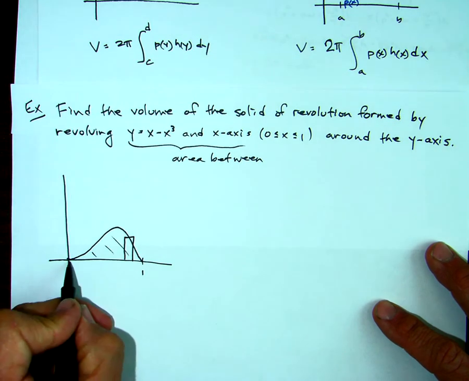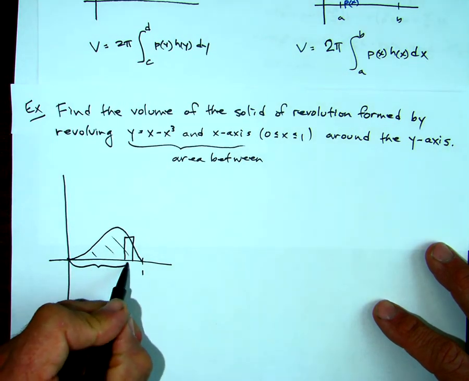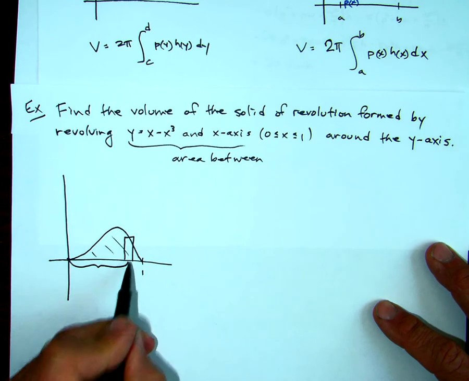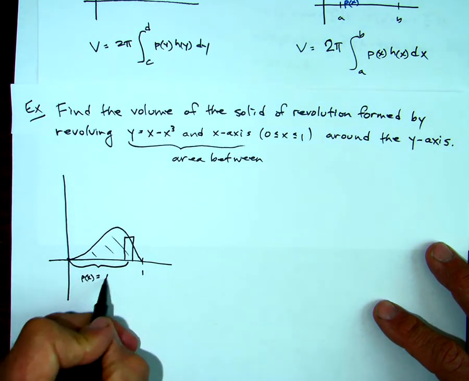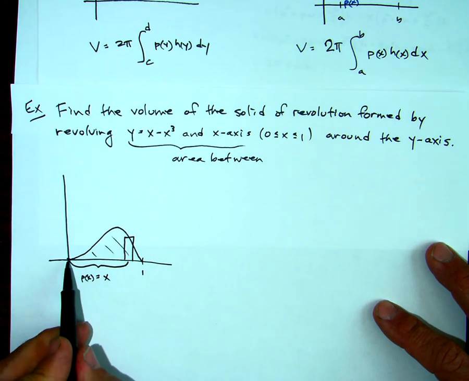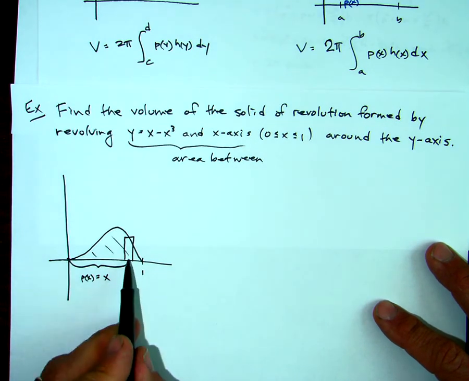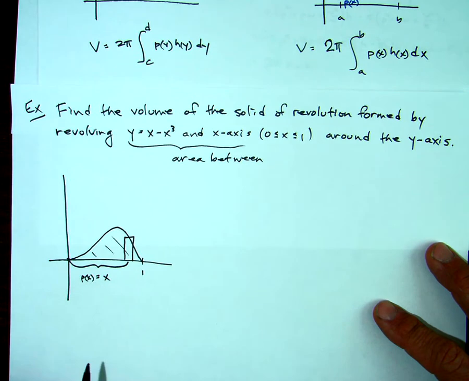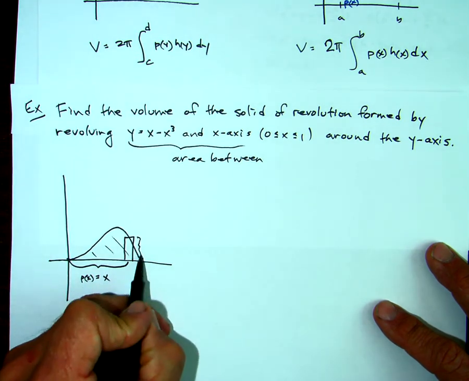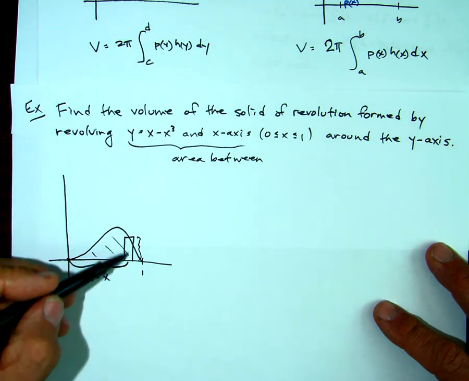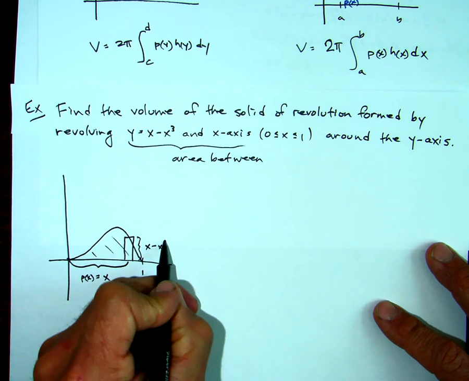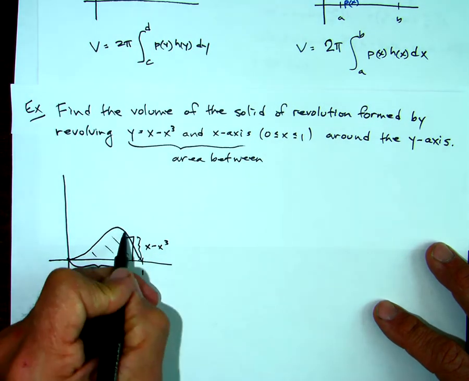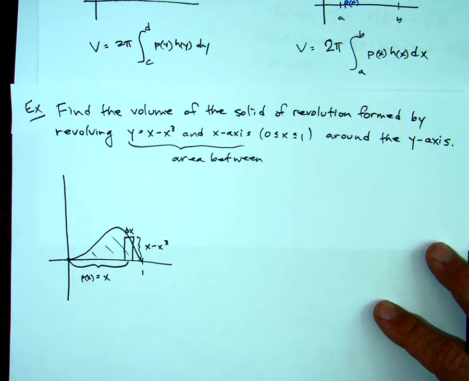Again, we need to figure out the distance from the y-axis to the middle of this rectangle. That's p of x, and that's just going to be whatever that x value is. So p of x equals x. If we're revolving around the y-axis, p of x will generally be x, because it's the distance from the y-axis to the middle of the rectangle. The height of that rectangle is given by the function, so that's x minus x cubed. And of course, this is delta x that goes to dx when we write it as an integral.